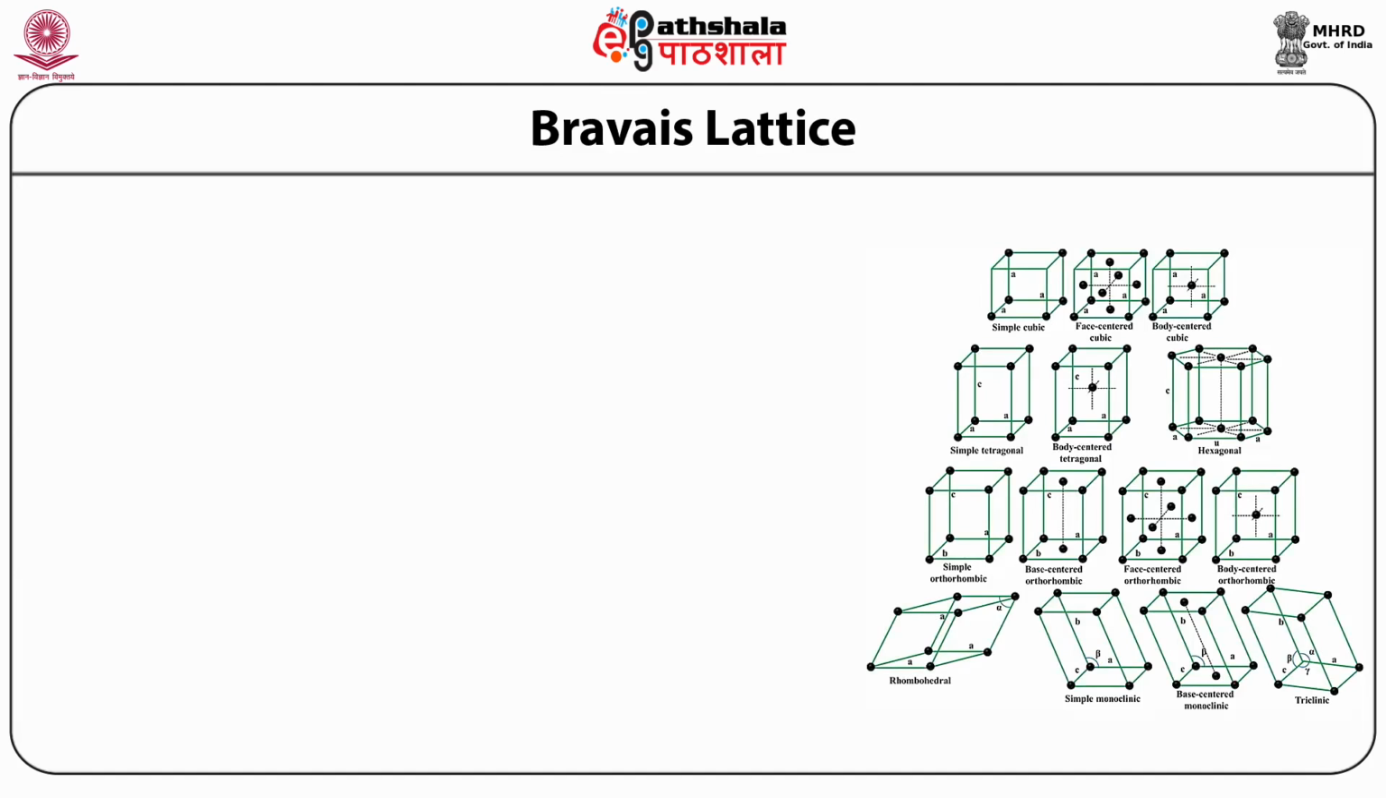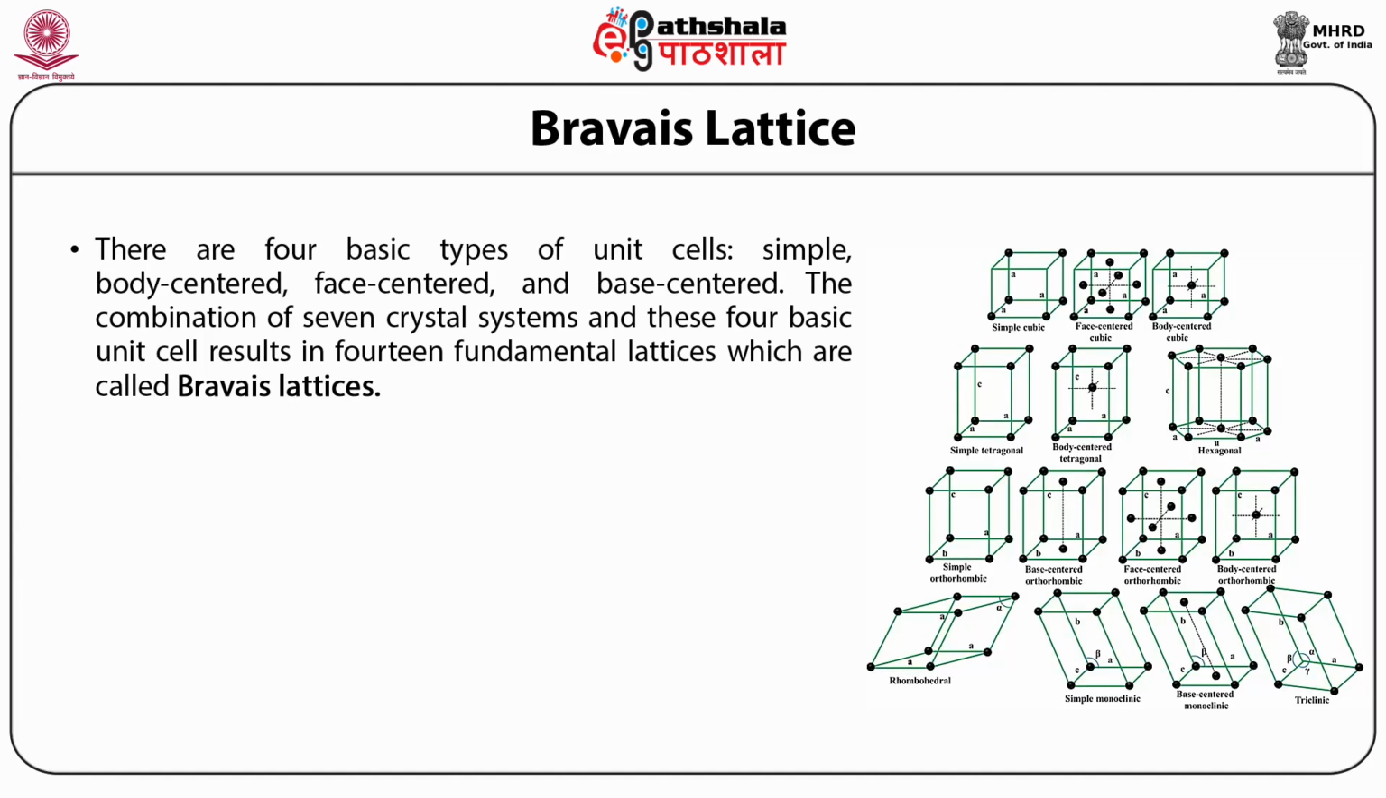Bravais lattice. There are 4 basic types of unit cells: number 1, simple; number 2, body-centered; third, face-centered; and last, base-centered. The combination of 7 crystal systems and these 4 basic unit cells results in 14 fundamental lattices, which are called Bravais lattices. These Bravais lattices are shown in the figure.